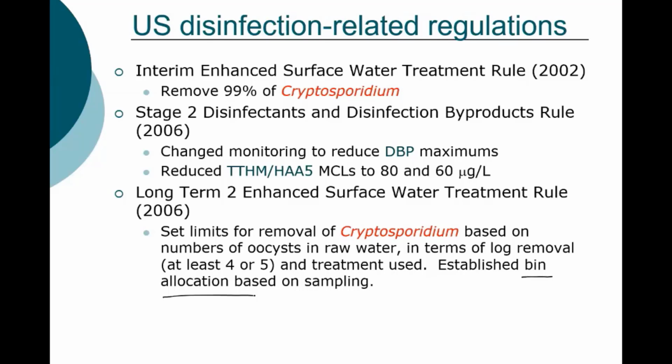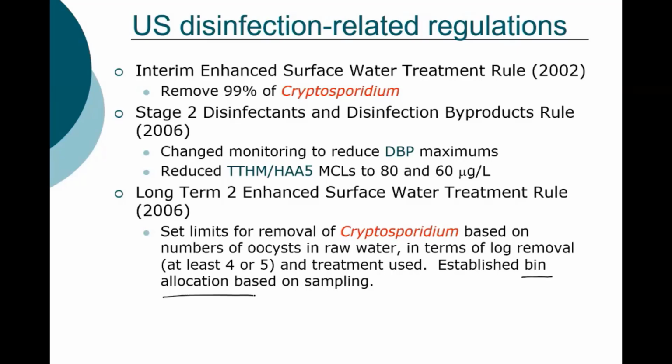So when we go through this, it'll make a little more sense when we actually work through the example problem. But based on the water quality and at least 24 months of sampling, one measures or monitors the source water for cryptosporidium, and based on the levels observed, the source water is placed into what we call a bin. And that mandates the level of removal.